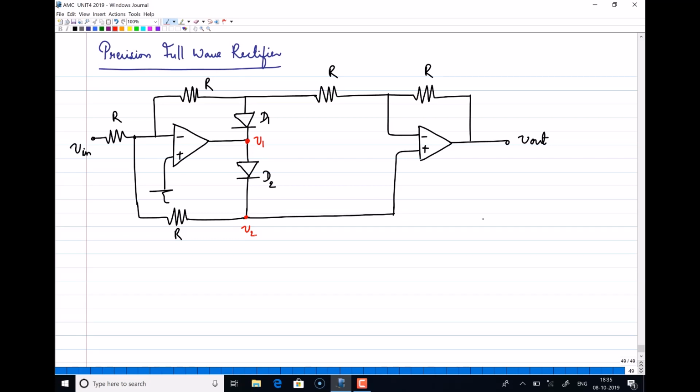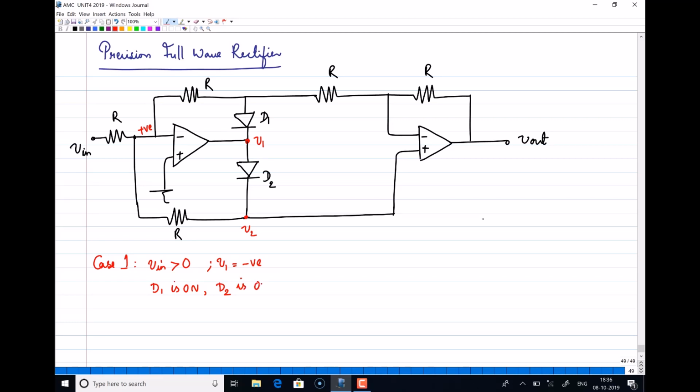Now let me start by looking at two different cases. I'll take case 1 as when you apply an input voltage which is positive, when your Vin is greater than 0. So when you apply a positive voltage, or a voltage slightly greater than 0, this node is positive, but since it is given to the inverting input terminal of the op-amp, V1 voltage will be negative. Now if your V1 voltage is negative, most likely diode D1 will be on and diode D2 will be off. D2 is off.